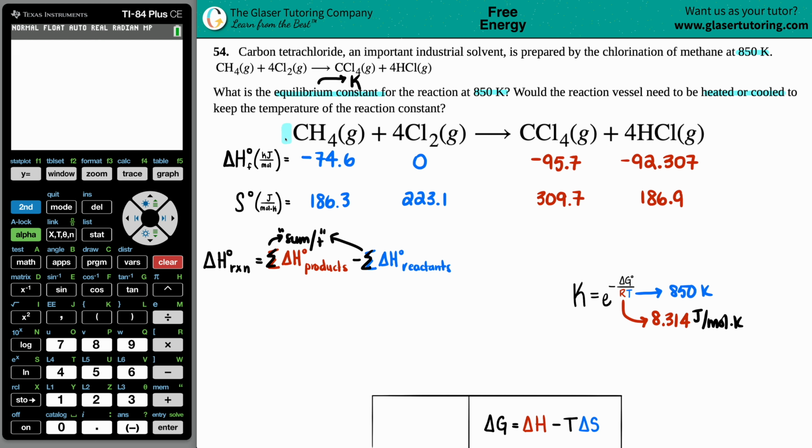Well, in this case, I only have one CH4, so I times this by 1. But for the Cl2, I have 4 of them. So technically it's 0, but I would times it by 4, but 4 times 0 is 0. I only have one CCl4, so I'm going to times that by 1, but then I have 4 HCl's, so I have to times this by 4. Now you have to sum them up.